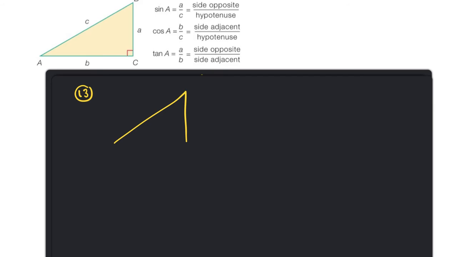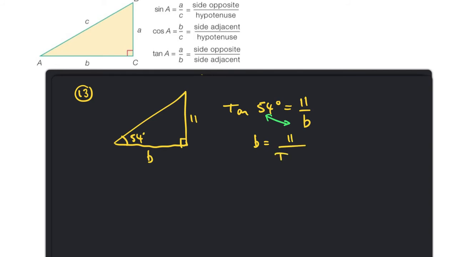So right angled triangle now, this is question 13, so let's have a look. So therefore, that is your triangle. We've got angle A is 54, so that's 54 degrees. Side a is 11, and side b is, we don't know. Sorry, we've got to find side b. Okay, so we've got opposite and adjacent, so we know that's tangent. So we know tan 54 degrees equals 11 over b. These two can switch places. So we get that b equals 11 divided by tan 54 degrees, which equals 7.99.